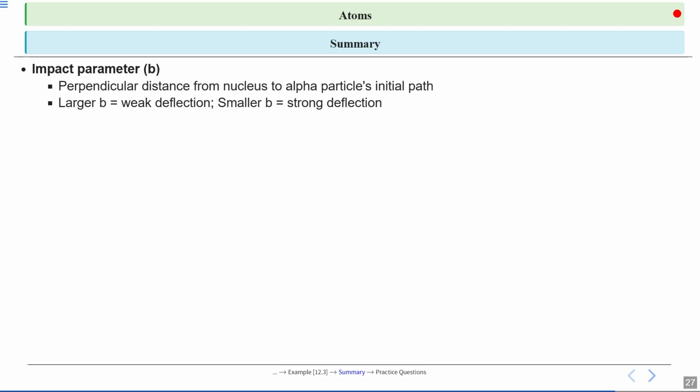Focus on how the value of b affects the deflection of the alpha particle. If b is large, meaning the particle passes far away from the nucleus, the deflection is weak because the electric force is weaker at greater distances. If b is small, so the particle passes closer to the nucleus, the deflection is much stronger due to stronger repulsive force. When b equals 0, the alpha particle is aimed directly at the center of the nucleus. In this special case, the particle is deflected straight back along its original path, which means the scattering angle theta is 180 degrees or pi radians.